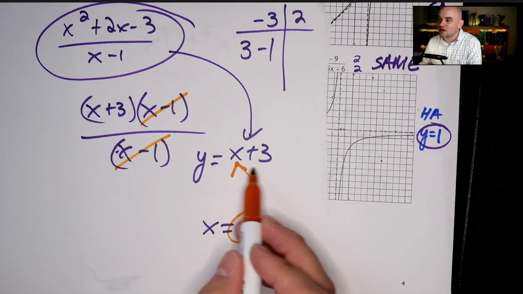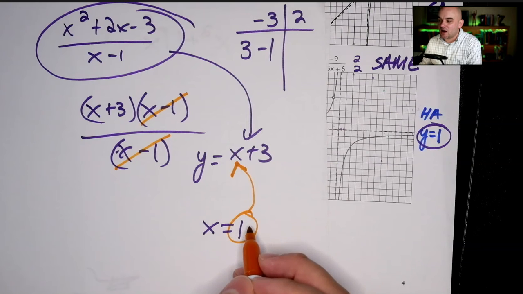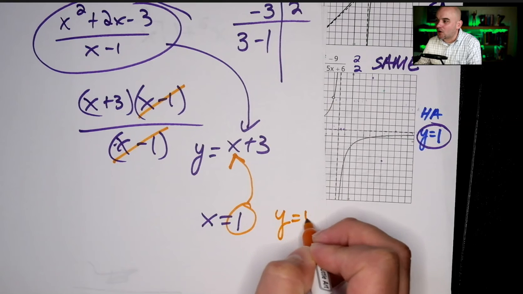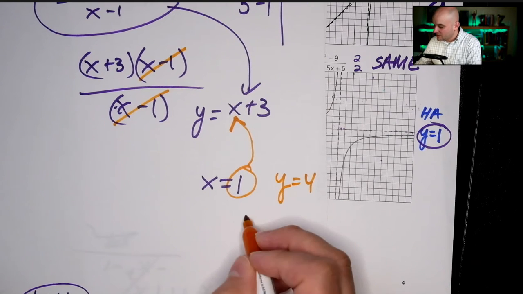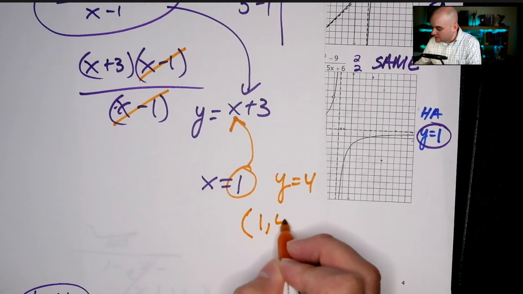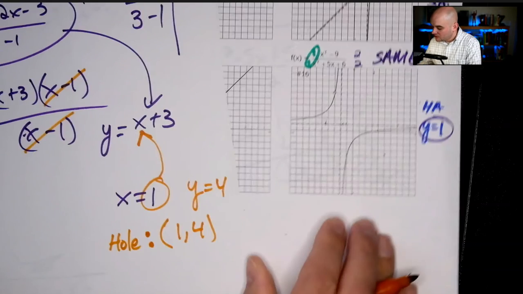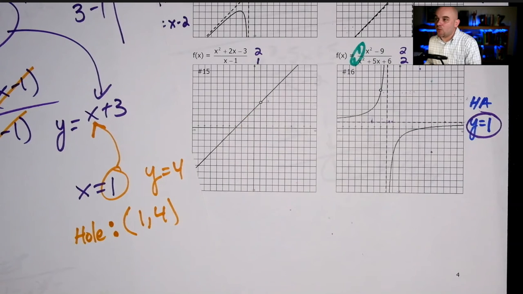So this is the line we actually graph. Find out where the y value is on that line. Put 1 back in, and you get y's value is 4 when x equals 1. So our hole is at (1, 4). That's where the hole is. And notice that's where they've got it right there at (1, 4).